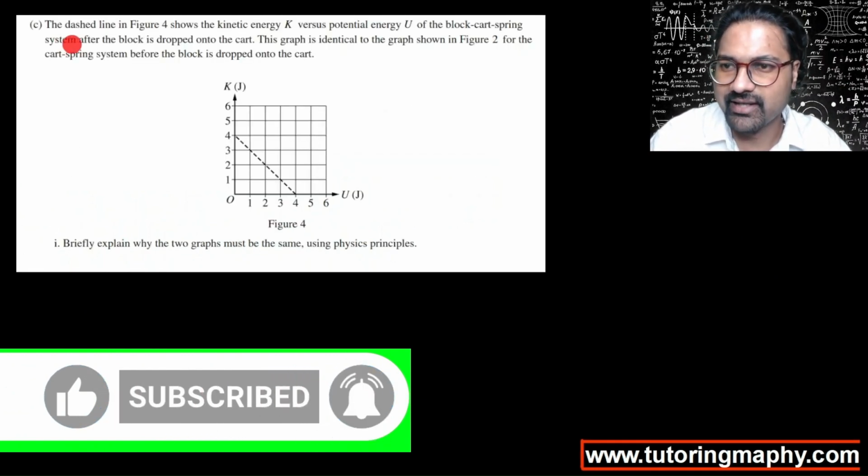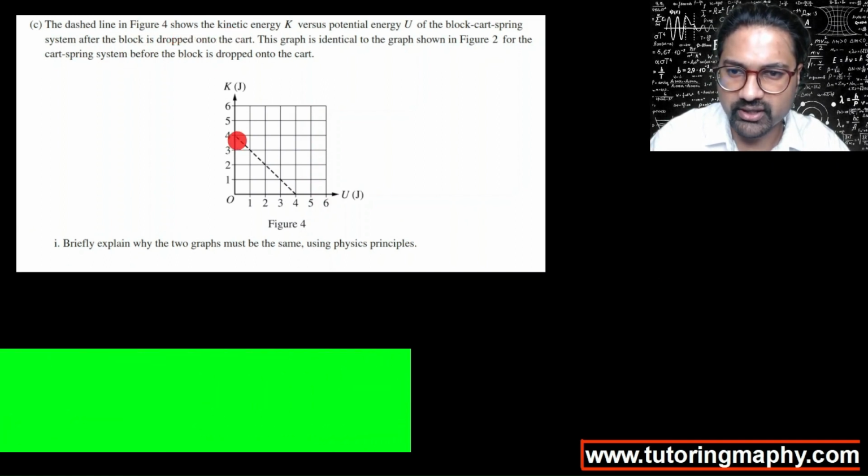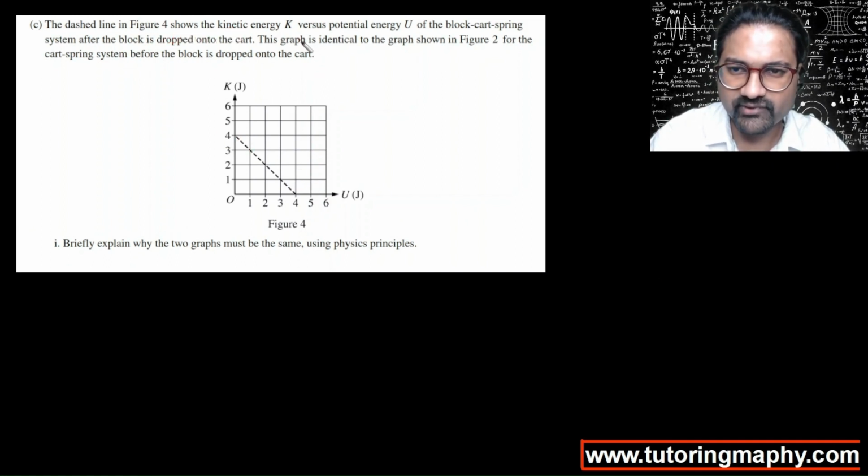Here they say that the dashed line in figure 4 shows the kinetic energy versus the potential energy of the block cart system after the block is dropped onto the cart. So even after dropping, their energy is not changing. That's interesting. This graph is identical to the graph, of course, for the cart spring system before the block is dropped. So we have to explain why they are the same using the physics principles.